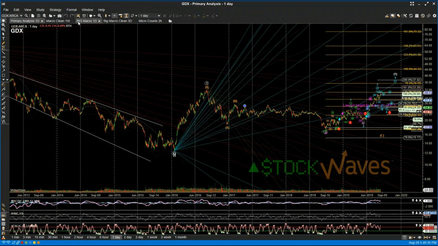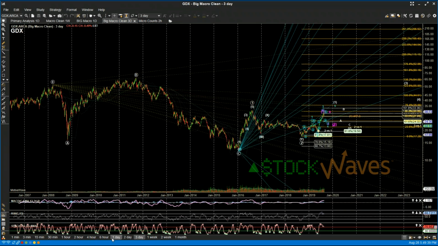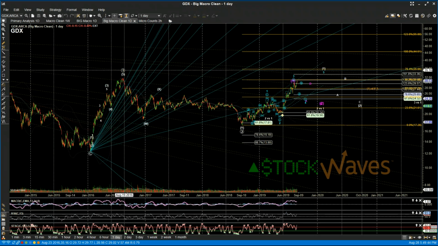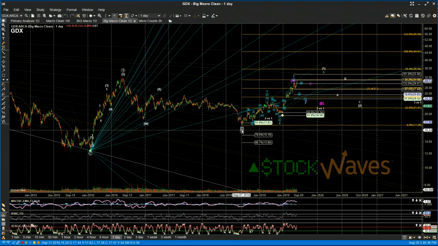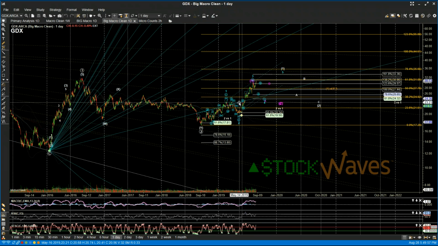All right, let's go to the big macro clean tab again. Similar to gold, we have that strong move that we're counting as primary degree wave 1 up, but as we discussed, we have this WXY consolidation into the September low for its primary wave 2. So it's running behind gold substantially, both in relative price movement, but also in terms of where it is in the count.